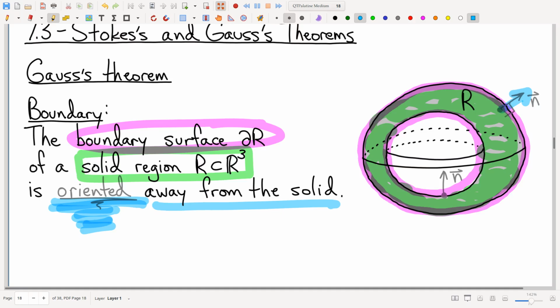And keep in mind, sometimes that's outward. A lot of people misunderstand this as being always outward. It is not always outward. Sometimes away from the solid, I think you'd have to call that inward. But that's what away from the solid is, not always outward. So, again, a common misunderstanding, and that leads to wrong answers.